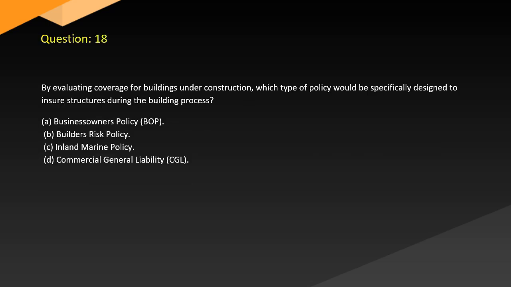Question 18. By evaluating coverage for buildings under construction, which type of policy would be specifically designed to insure structures during the building process? A. Business owner's policy, BOP. B. Builder's risk policy. C. Inland marine policy. D. Commercial general liability, CGL.